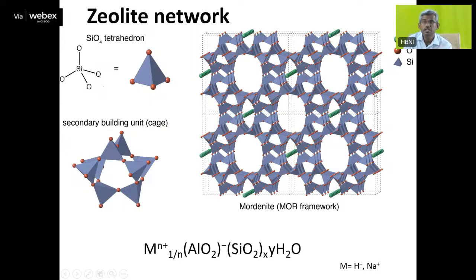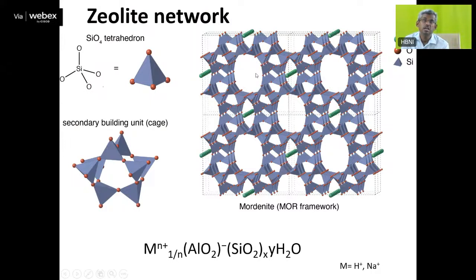So this is an extended structure of a zeolite. Here a lot of cavities are there. These cavities can be used for ion exchange as well as for various applications. This material is called mordenite. This is not the mordenite structure. Mordenite has a formula like this one. X and Y values I have not given; it is a very high value, around 40, 50. So this is an extended structure.